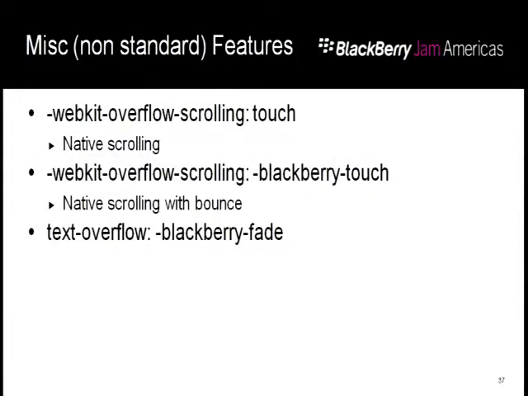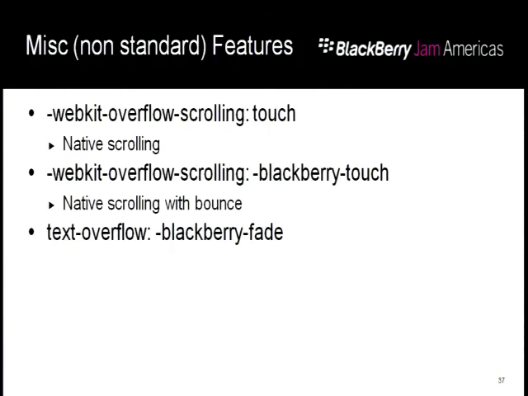So WebKit overflow scrolling touch. This is something that was introduced in iOS 5 that makes subframes, like overflow scroll divs, scroll using the native scrolling physics. So we've also keyed off this value. We always allowed you to get the native scrolling, but we've keyed off this value to give you composited scrolling, which means we do it hardware accelerated, and that gets you much better frame rates.